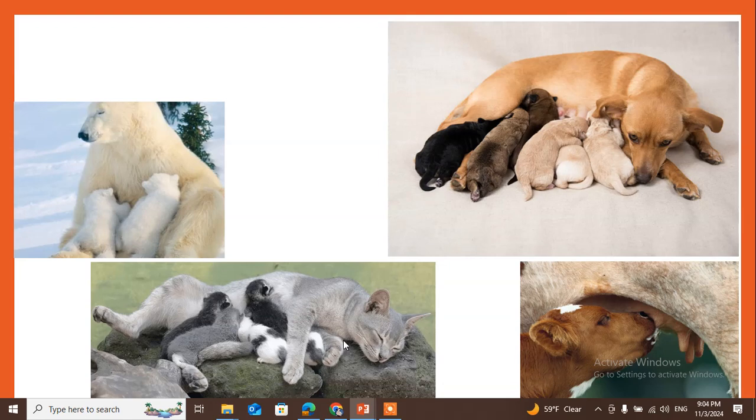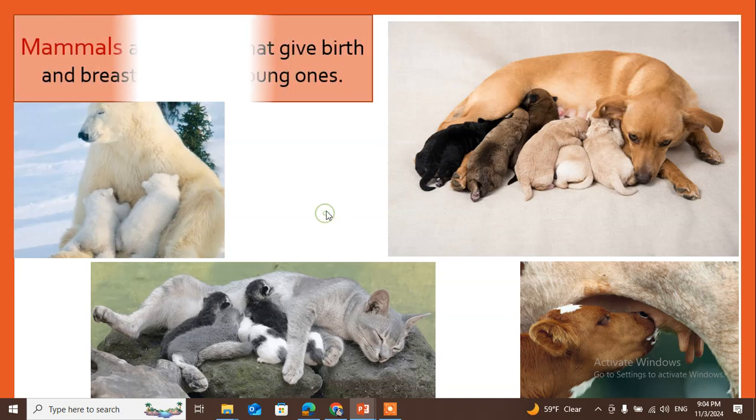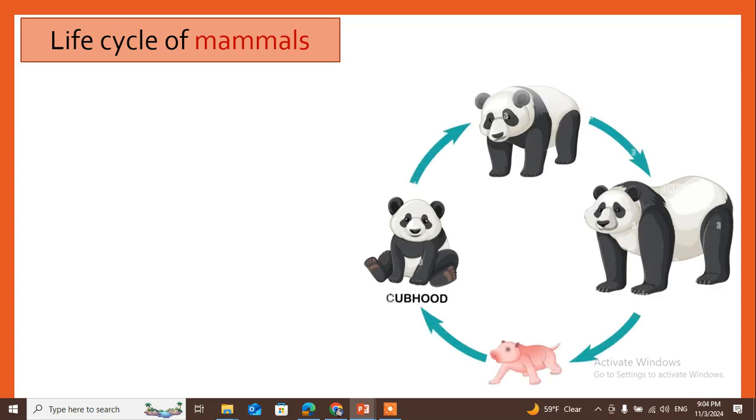So, this cat is breastfeeding its babies. This dog too. So, mammals are animals that give birth and breastfeed their young ones. Now, mammals have babies that look like their parents, right? Let's have a look at this life cycle. It's a panda. It's an example of mammals.